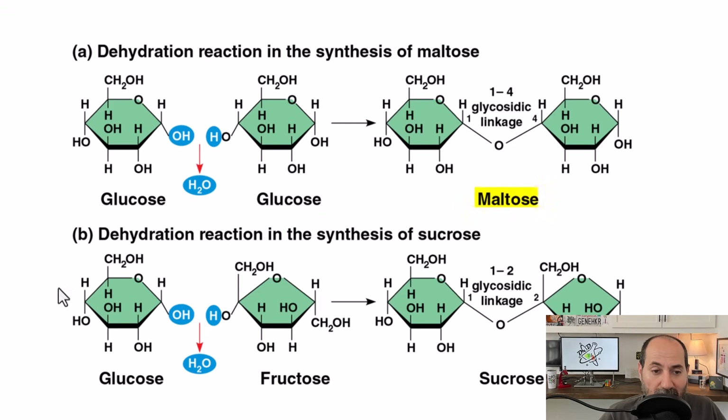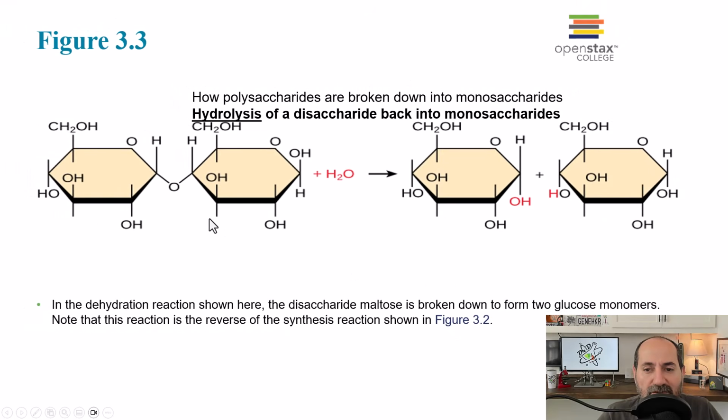Now look below. Here we're creating sucrose. So in this case, we're going to do the same thing. We're going to do a dehydration reaction between, this time, the monosaccharides glucose and fructose. Glucose and fructose link together to form a glycosidic linkage, or glycosidic bond, forming the disaccharide sucrose. This is table sugar. But what if I want to break these sugars back apart, right?